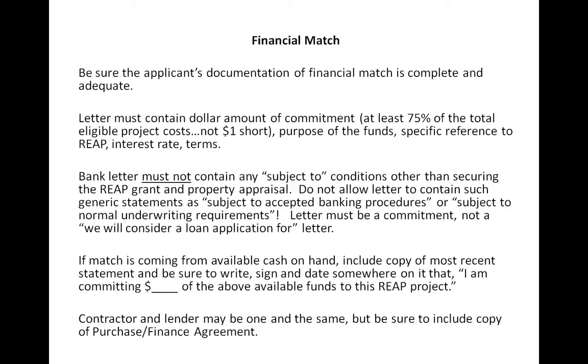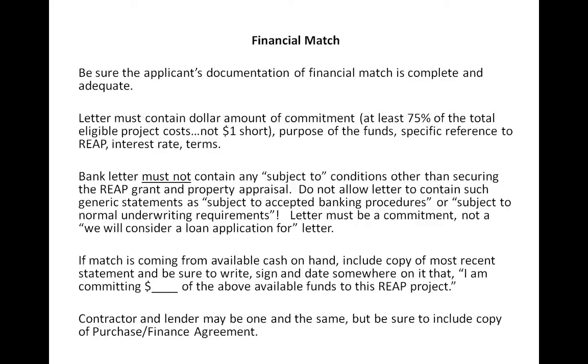And by the way, if your match is coming from available cash on hand, just get a copy of the most recent statement of that CD or the bank savings account or whatever it might be, and write across the statement, you the applicant, a simple statement that I am committing whatever dollars are needed to get your 75% or required match of the above available funds to this REAP project, and sign it and date it. Just write it in the margin or somewhere on that financial statement.